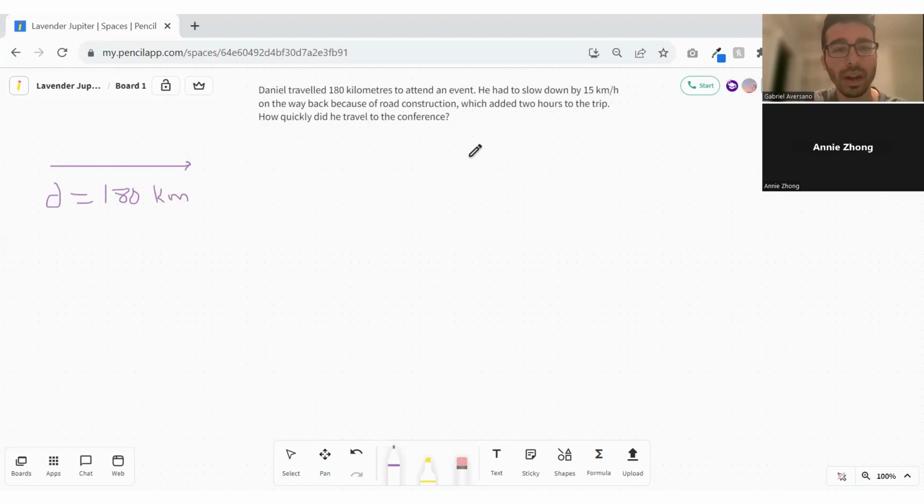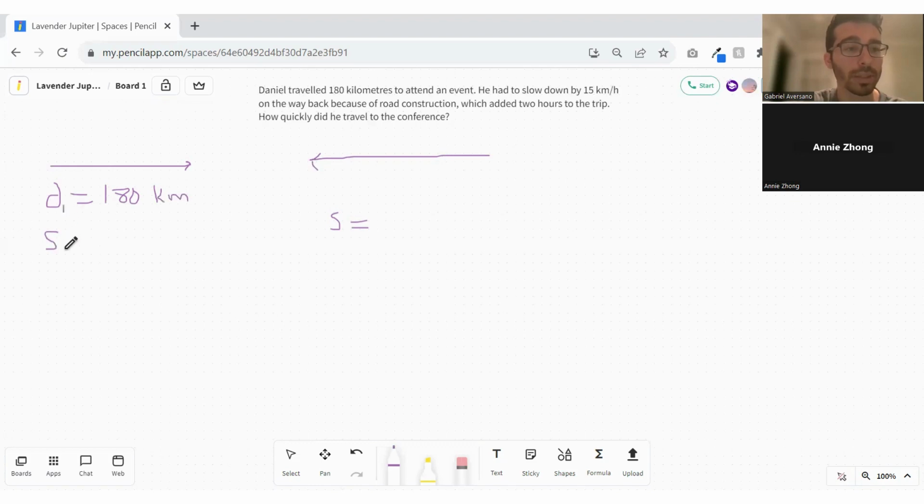We know on the way back that he had to slow down, so his speed is equal to 15 kilometers an hour slower than what he traveled on the way there. So we don't know his speed going to the event, so we'll leave this as a variable.